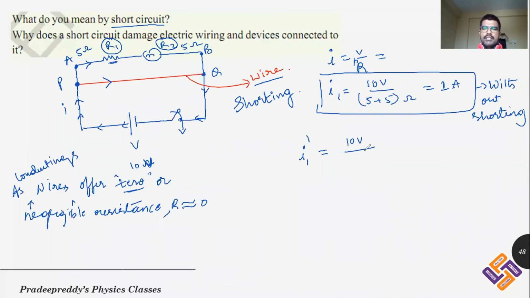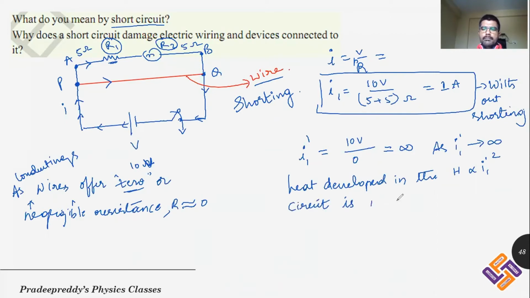Therefore, I1 dash is equal to 10 volt divided by 0. Something by 0 gives you infinity. That means I1 dash tends to become infinite in the circuit. As I1 dash tends to infinity, since H is proportional to I1 dash whole square, heat developed in the circuit is maximum.